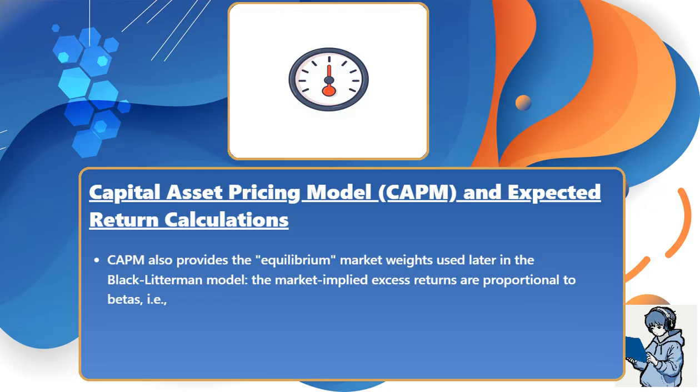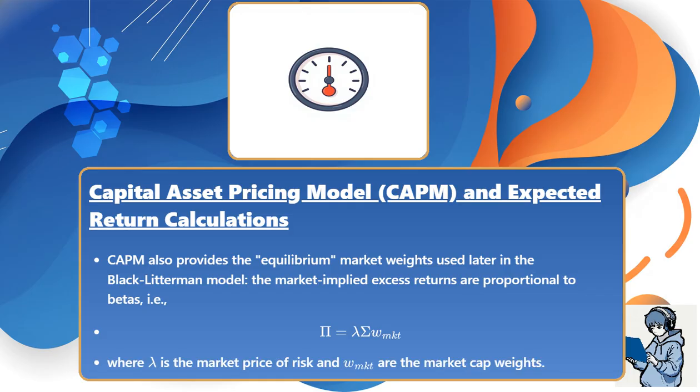CAPM also provides the equilibrium market weights used later in the Black-Litterman model. The market implied excess returns are proportional to betas, i.e. pi equals lambda sigma W MKT, where lambda is the market price of risk and W MKT are the market cap weights.